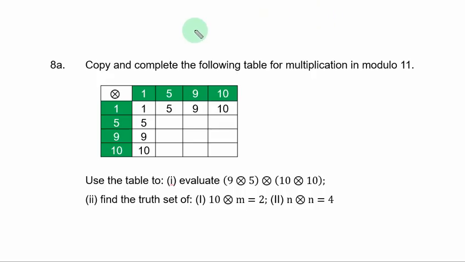Question 8. Copy and complete the following table for multiplication in modulo 11. The table is there with some missing values. Use the table to evaluate (9 times 5) times (10 times 10). Remember figure 2, find the truth set of part 1, 10 times m equal to 2, and part 2, 2 times n equal to 4.